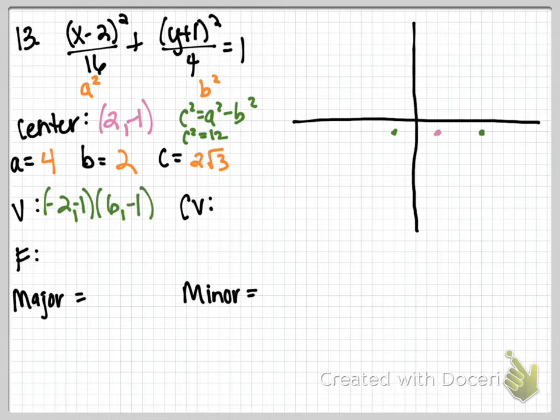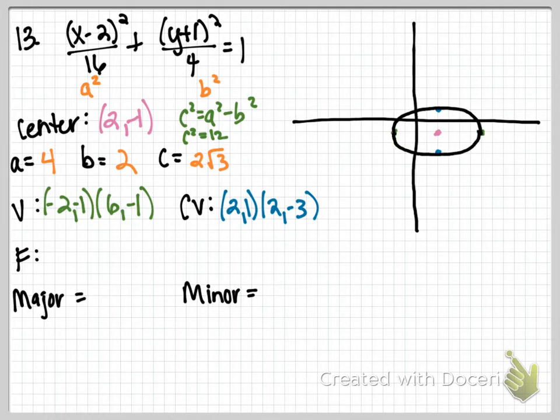All right, for covertices, B is paired up under the y, so that means I'm going to go up and down, in the y direction, for my covertices. So up 2 and down 2. And those points are the points 2, 1 and 2, -3. All right, so then now if you draw your sketch, remember it's just sort of like an oval that goes through those points. And then now we're going to go ahead and find my focus points.